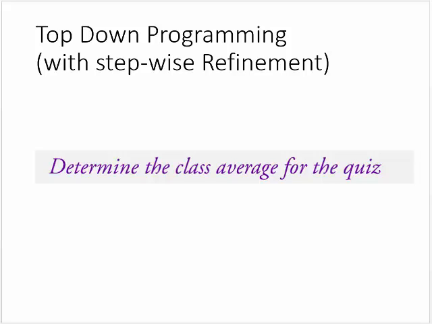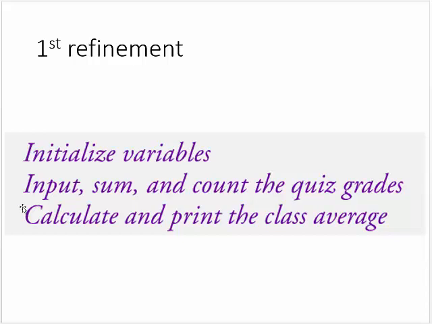So in our case, if we're going to use a top-down programming approach to tackling a problem, the very top starting point, from the high level, is that we want to determine what the class average is for a quiz. Then we go to the first refinement, the first pass at the first high-order things. What might this program do? It might have to initialize variables, it might have to collect some inputs and do some counting, and then it would in the end have to calculate and print the results of the program. So that's your first refinement.